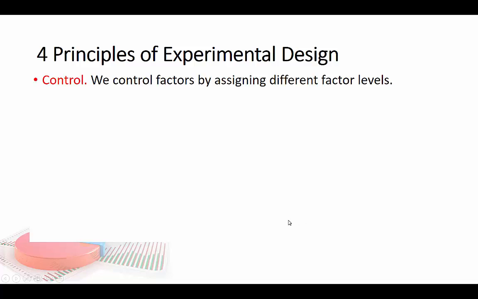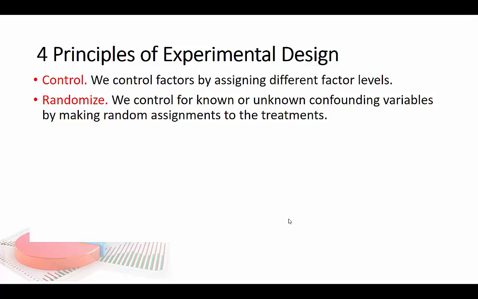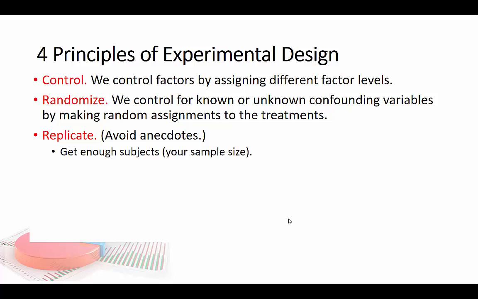Now, there are 4 principles of experimental design. Control: we control for factors by assigning different factor levels. We want to randomize so that we can even out the noise from confounding variables so that we don't accidentally confuse the effect of a confounding variable for the effect of a treatment. And we need to replicate. It's important to repeat experiments.